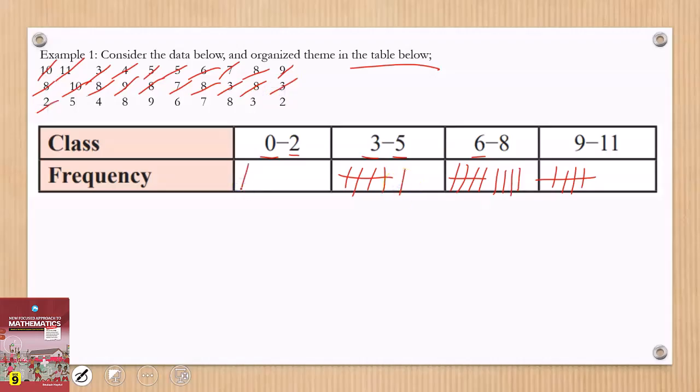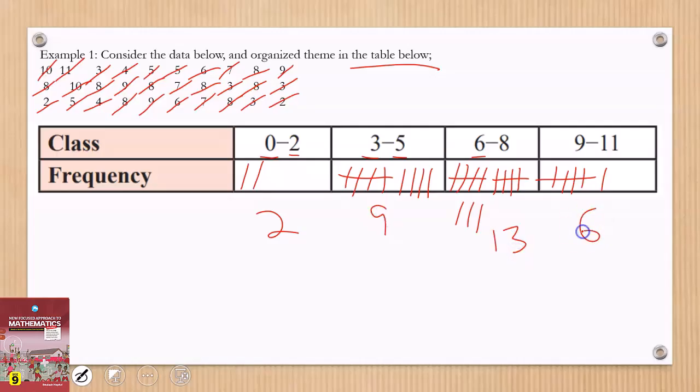8 comes here. 3 will start a new one. 2 is here. 5 is here. 4 is here. 8, I'll strike this one. 2 again. 9 will start a new one. 6 I'll start a new one. 7 will come. 8 will come. 3 will come here. 2 will come here. So we have 2, 9, here is 13, and here is 6.